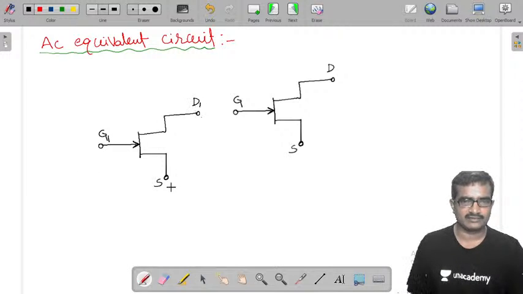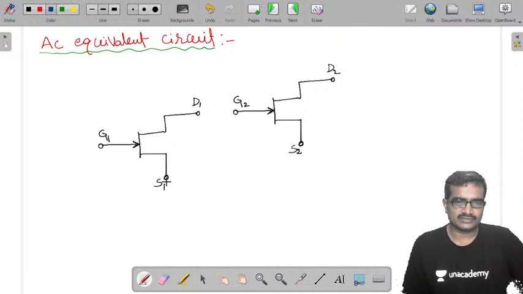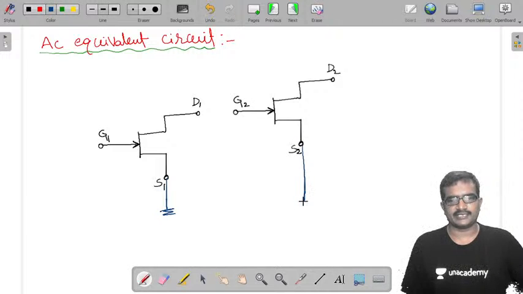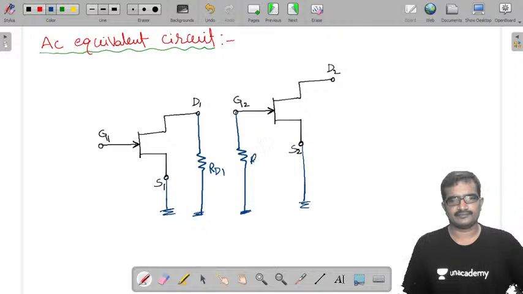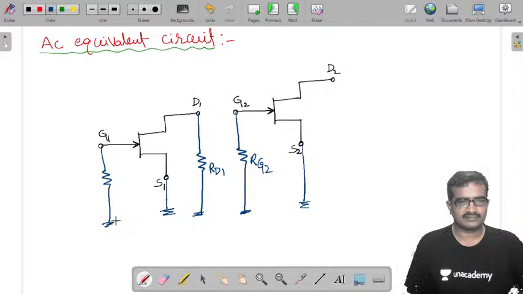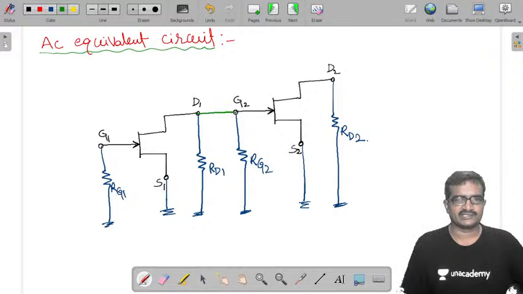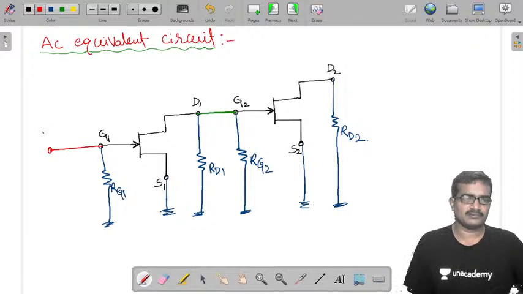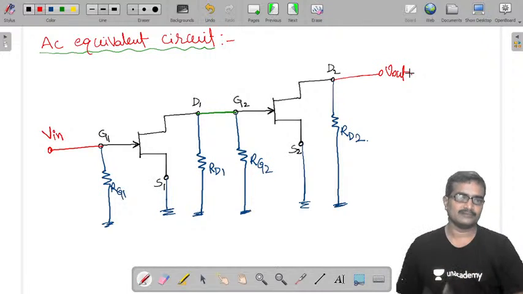So gate 1, drain 1, source 1, gate 2, drain 2, source 2. So it is common source. So source 1 is connected to ground, source 2 also connected to ground. At drain 1 we have RD1. See how simple it is. At gate 2 we have RG2, gate 1 we have RG1. At drain 2 we have RD2. Just connect this, output of this connecting to input of this, and here I am going to apply input, here taking output. Very simple. So this is the overall AC equivalent circuit of that amplifier.